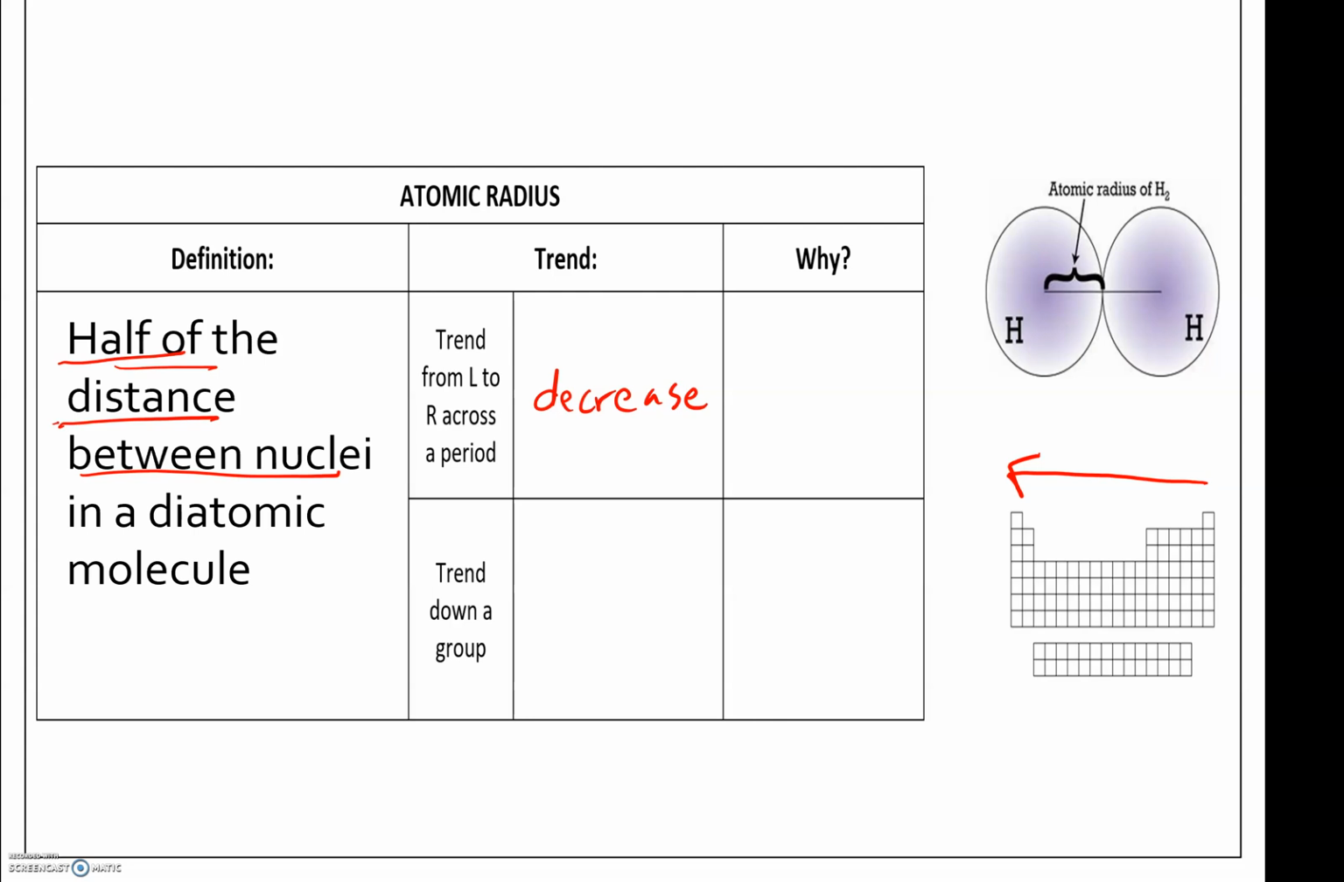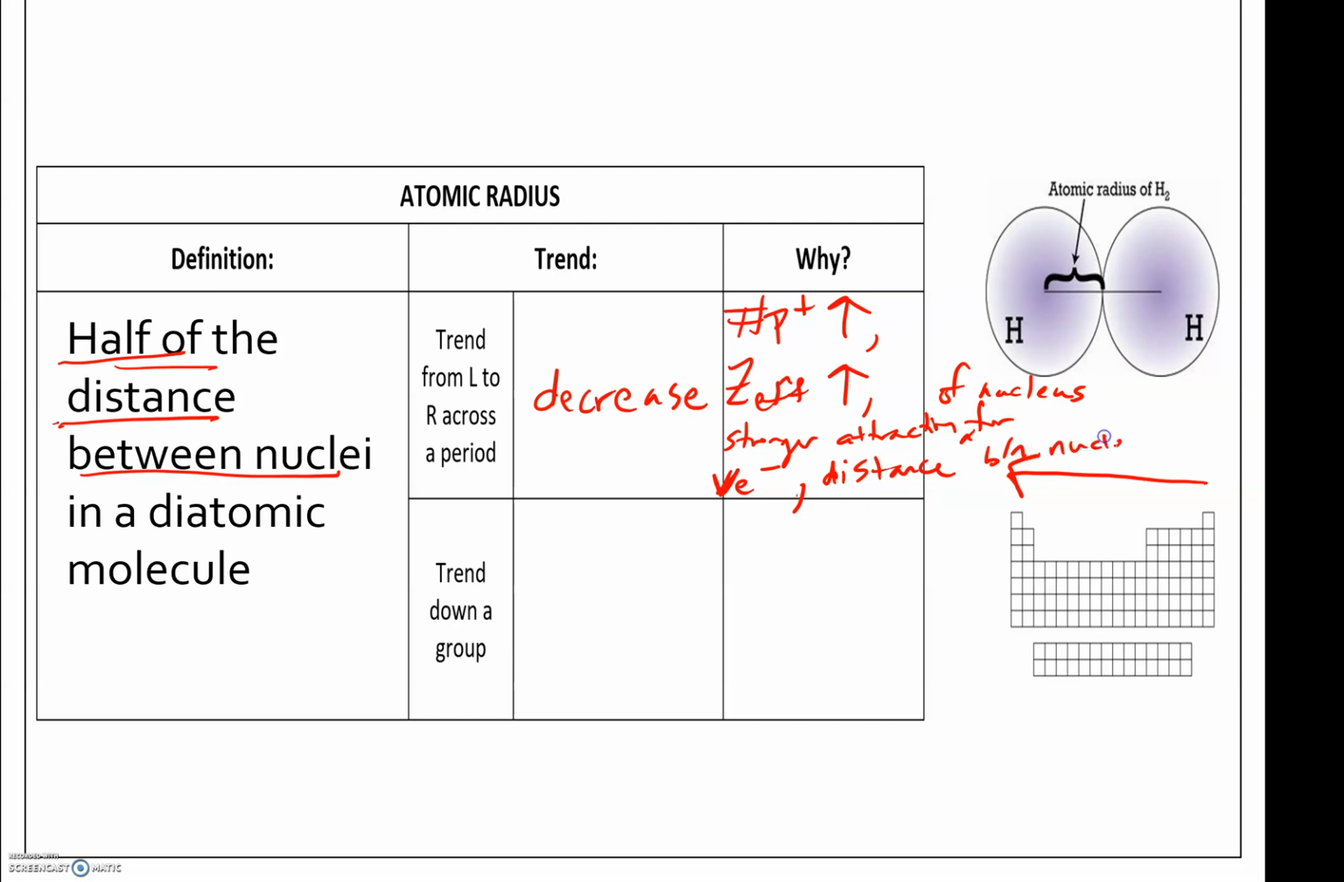Remember, as you go from left to right, the number of protons is increasing. Therefore, the effective nuclear charge is also increasing, which means that there will be a stronger attraction of the nucleus for the valence electrons. That's what this VE means, valence electrons. Therefore, the distance between the nucleus and valence electrons is going to go down. Okay. Now let's look at a trend.